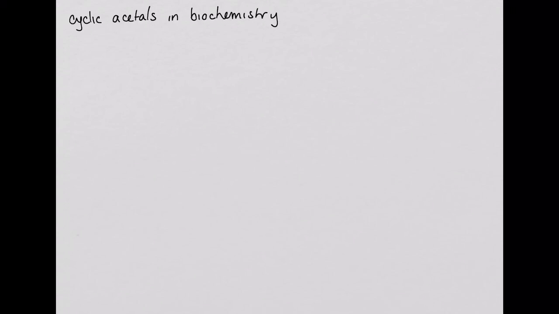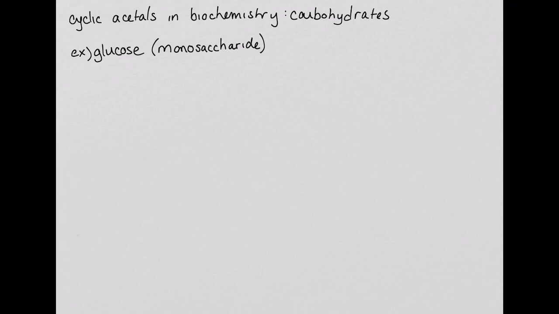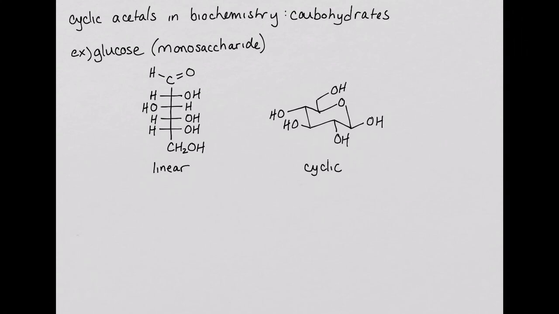Cyclic acetals are very common in biochemistry, most commonly in carbohydrate chemistry. Let's look at an example. First, we will consider glucose, a monosaccharide. Glucose can either adopt a linear structure, like this, or in aqueous solution, it can adopt a cyclic structure. In aqueous solutions, these two structures are in equilibrium with one another. The cyclic structure is the hemiacetal of the linear structure.